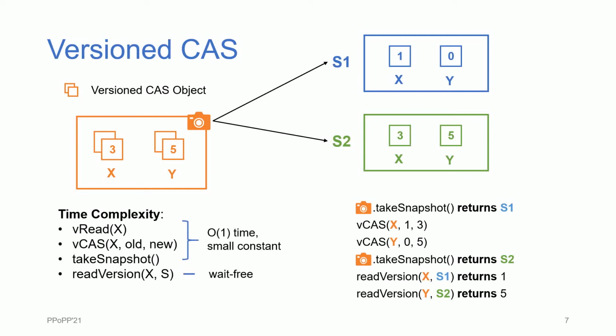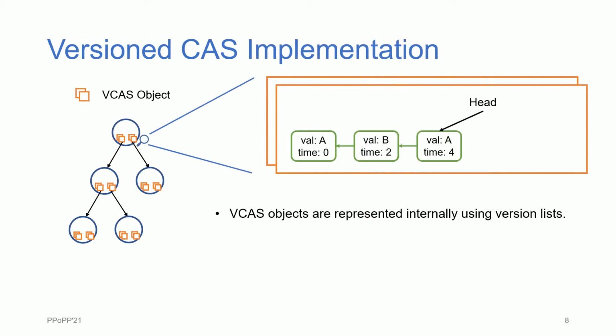Making a copy would be expensive for multi-point queries that only access a small part of the snapshot. Instead, some of the work is shifted over to the read version operation. Our implementation guarantees that read version is wait-free, and we'll discuss its exact time complexity after presenting the algorithm. We'll begin by describing a basic implementation that achieves all these theoretical bounds, and then we'll talk about how to optimize it in practice. Let's zoom into one VCAS object in our previous tree example.